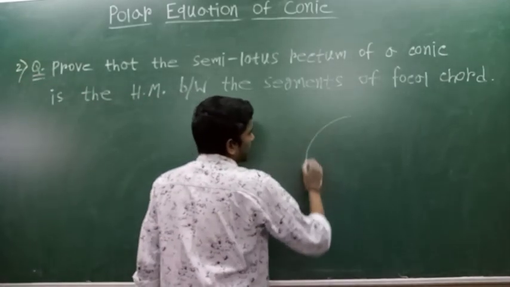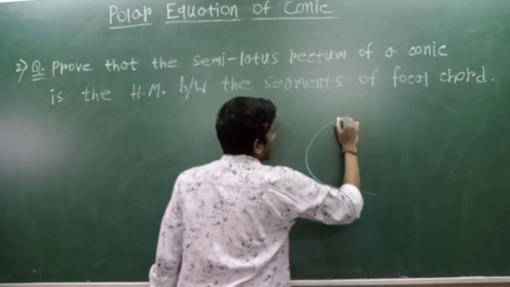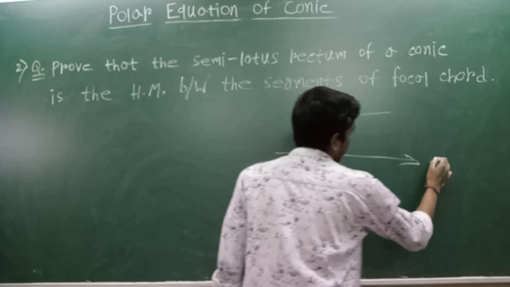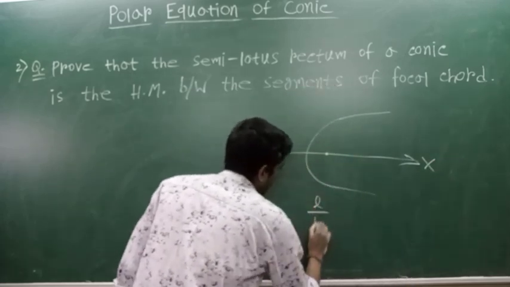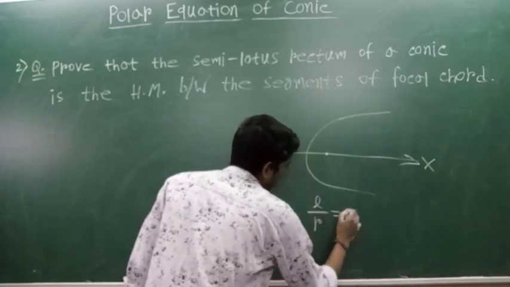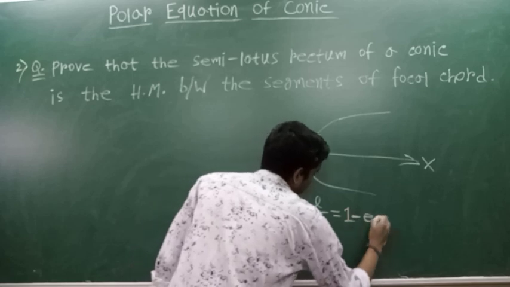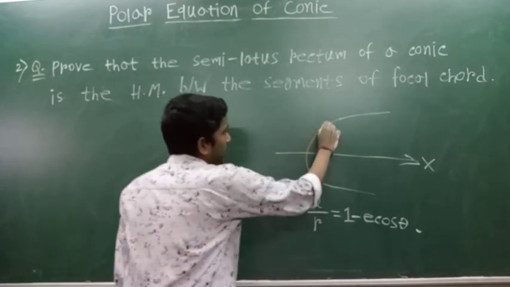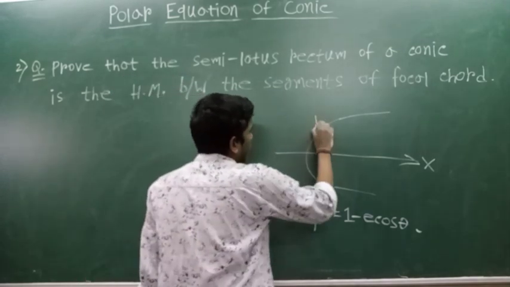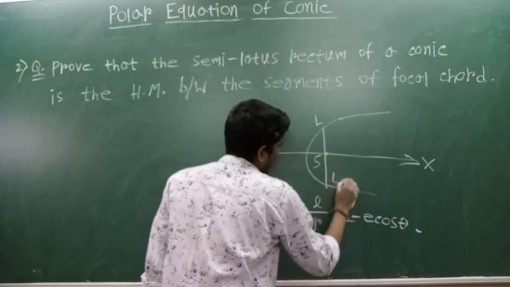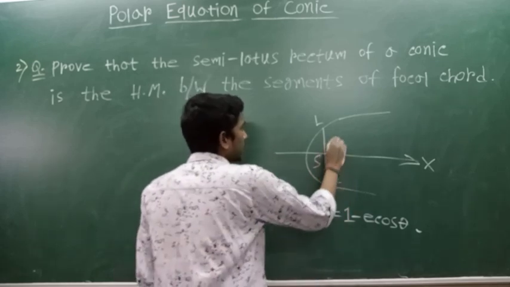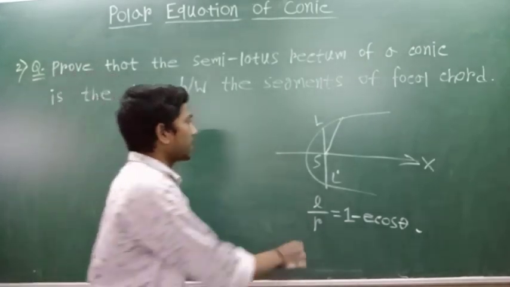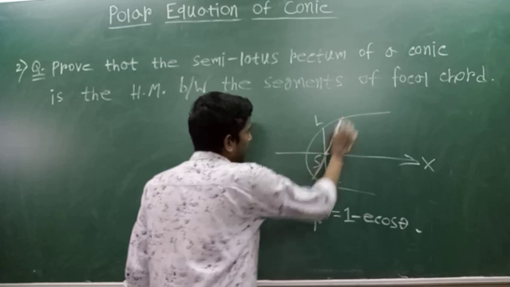Basically, there is a conic. So this is our conic. Its focus is S and Sx is the initial line. So the equation of the conic be l by r is equal to 1 minus e cos theta. Okay, this is the equation of the conic. Now this is the latus rectum L S L dashed. Okay. And this is a chord. Latus rectum is a focal chord which is also a double ordinate. But there is another focal chord, say P S P dashed.